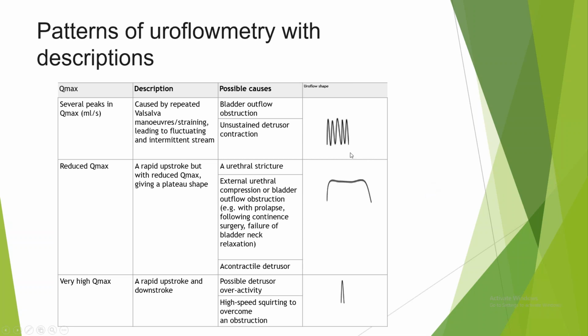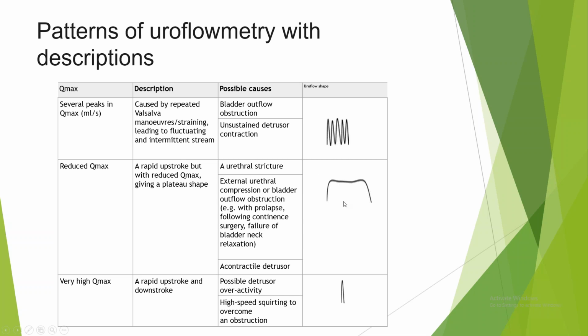Okay. So we can see several peaks. The graph will not be bell shaped, but these are the several peaks we can see. In which condition does this happen? If the patient does repetitive straining, repetitive Valsalva, because of any bladder outlet obstruction or detrusor hypocontractility, her detrusor is not contracting properly, in those cases we may get such a graph.